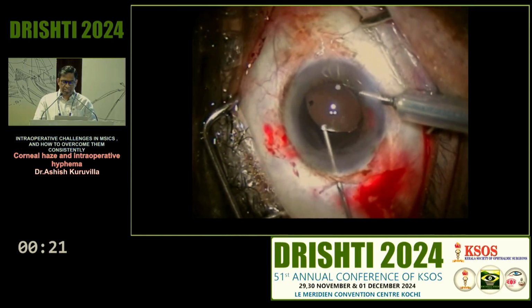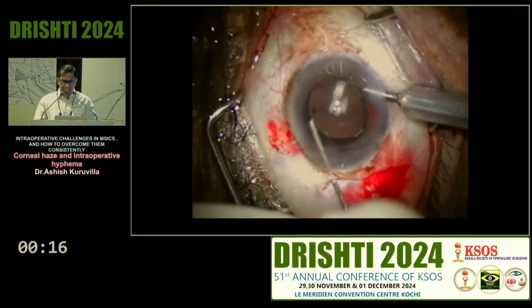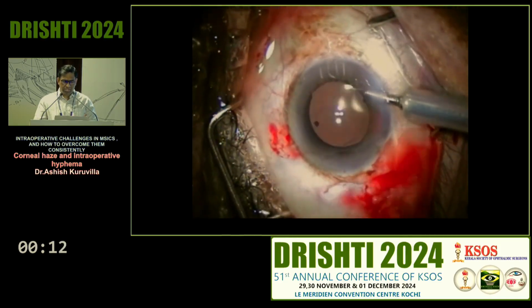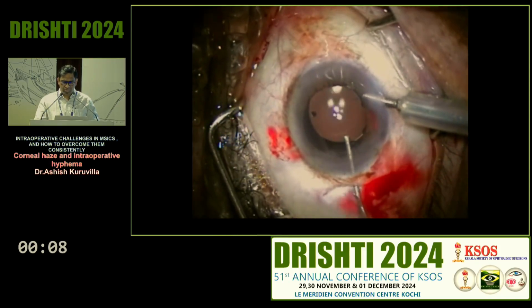So if you leave it like that also, it will get aspirated, but the next day the patient may have hand movements vision, and it will take a long time for that to clear. So it is very important, go in front and behind the IOL and all that, remove every trace of blood that is there before you close the case.